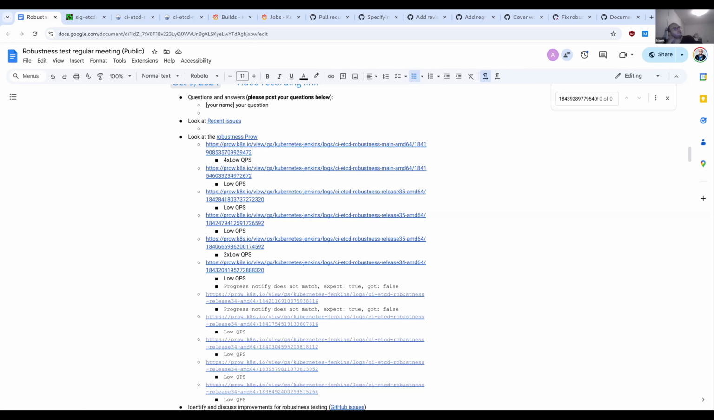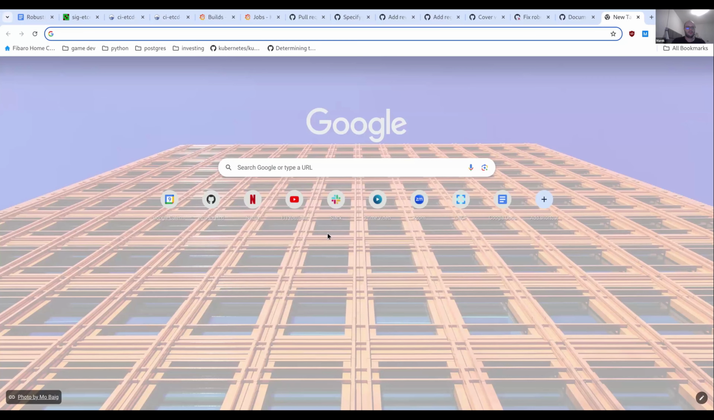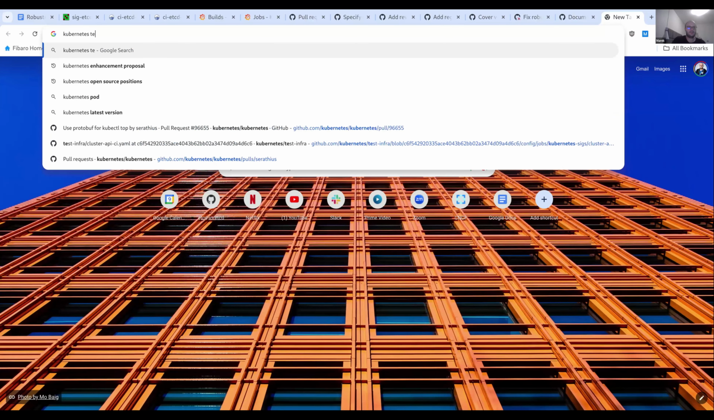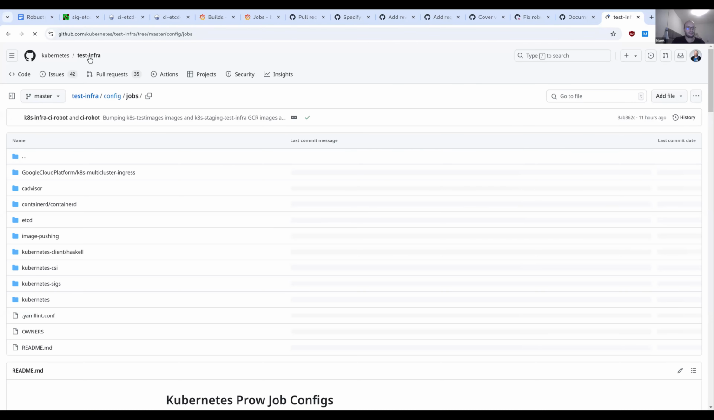The reason is it depends on how it's mounted, or if it's not mounted, it would be just a boot disk, and boot disks are not very performant. And that would be an interesting investigation: if at any point in Kubernetes test infra, do we use disks at all?